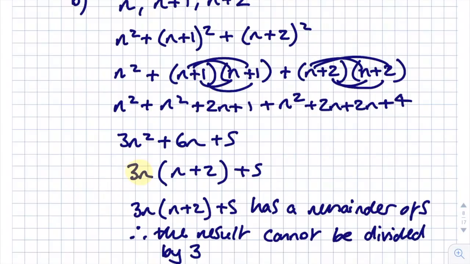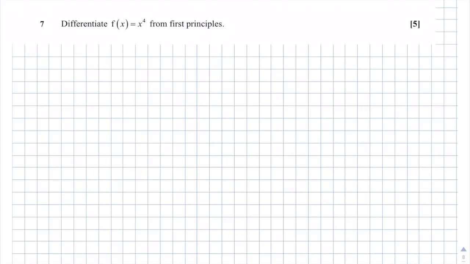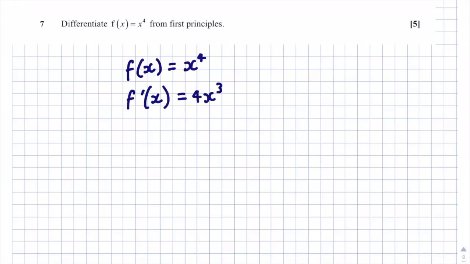Question 7 says differentiate f of x equals x to the power of 4 from first principles. So the first thing I like to do is differentiate the function to see what result I would expect. So f of x equals x to the power of 4. If I differentiate this, I'm going to get 4x cubed. Okay, so that's the result I'm looking for.